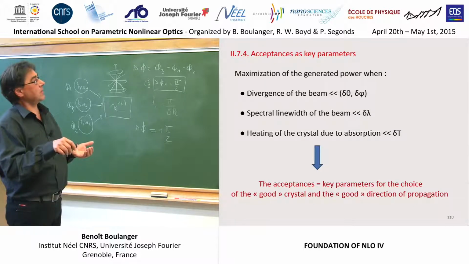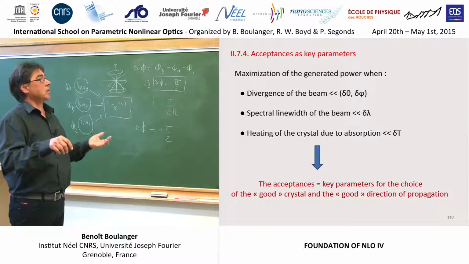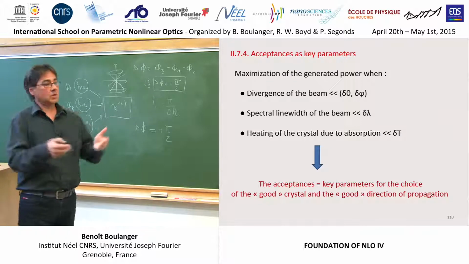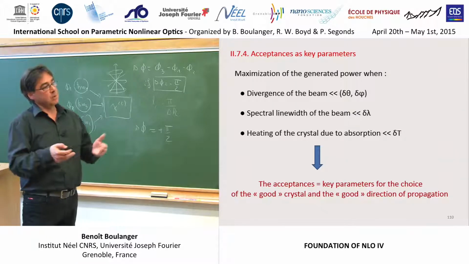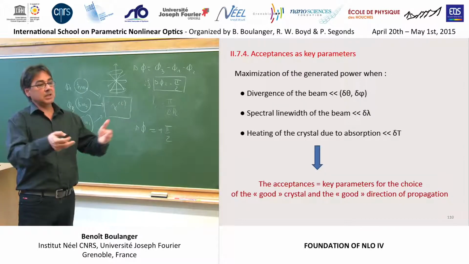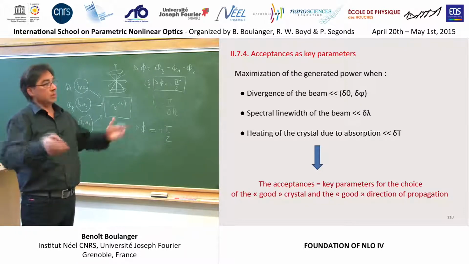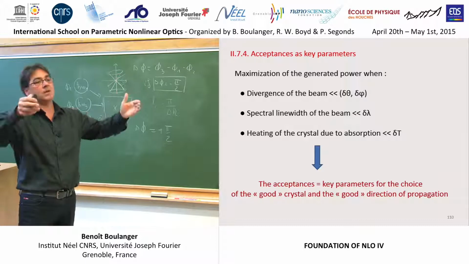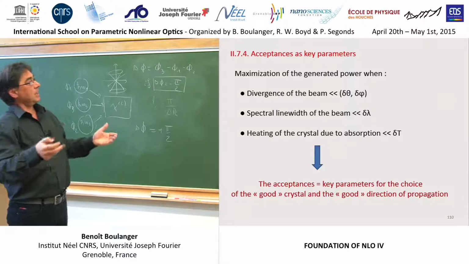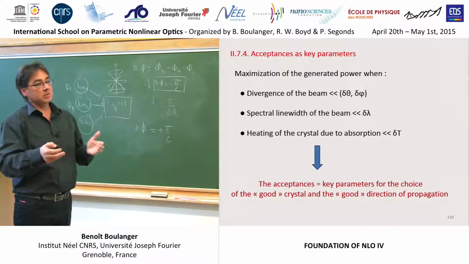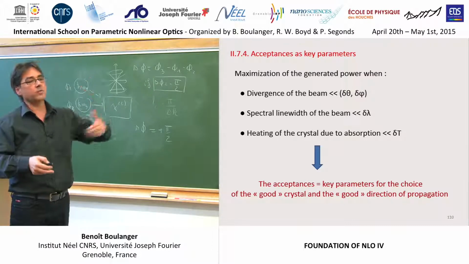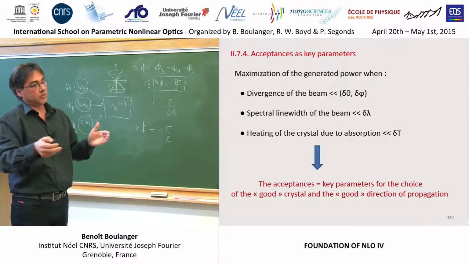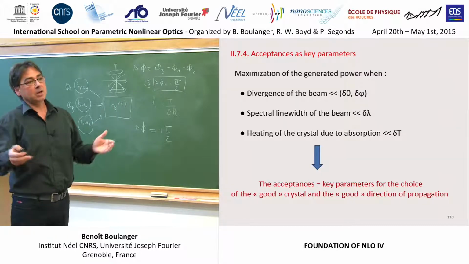The spectral line width of the beam must be smaller than the spectral acceptance. For example, if you want to perform a parametric process using femtosecond beams, you know that you will have a broad spectral line width of the pump beam. And so in that case, it's absolutely necessary, if you want to involve all the Fourier components of the pump beam, to have a huge spectral acceptance.